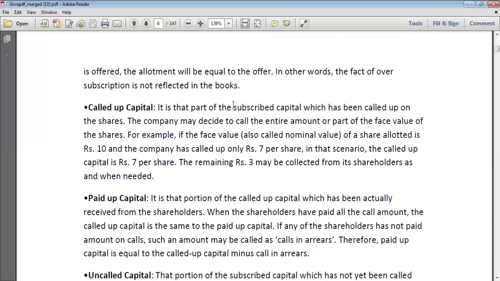So that part of subscribed capital which the company has already called from the public will be known as called up capital. For example, if the face value of a share allotted is 10 rupees, then called up money is 7 rupees, and that means 3 rupees is uncalled capital, because the company has called only application money and allotment money, that is 3 and 4 respectively. So the company called only rupees 7, and 3 rupees is still uncalled capital.